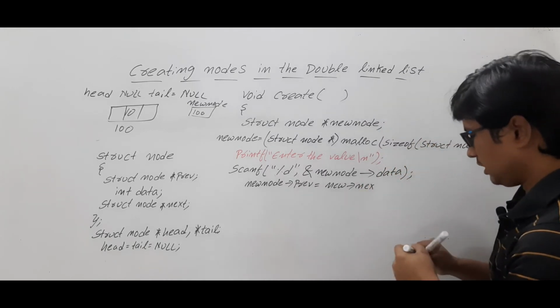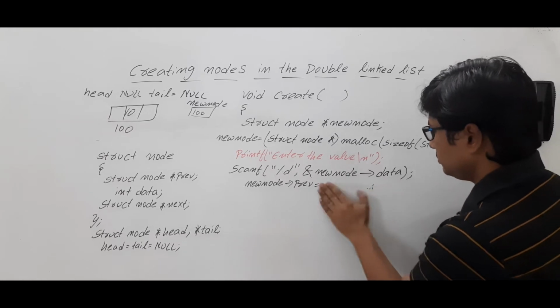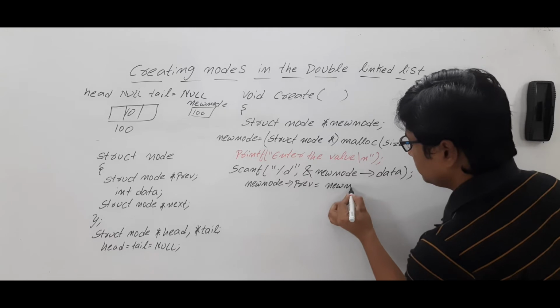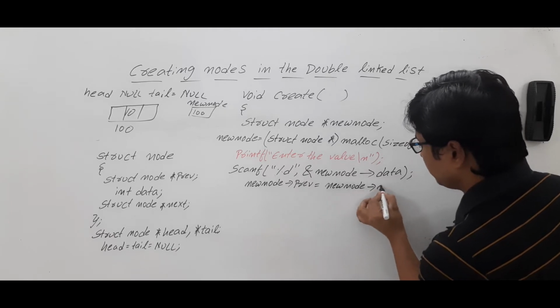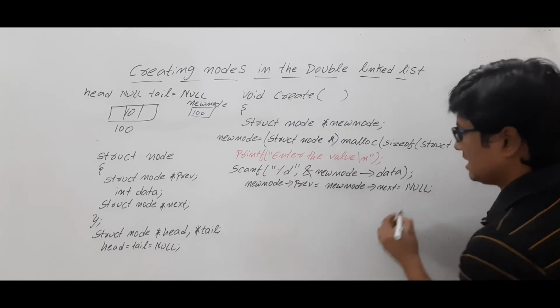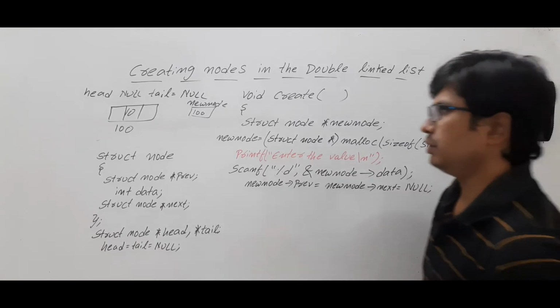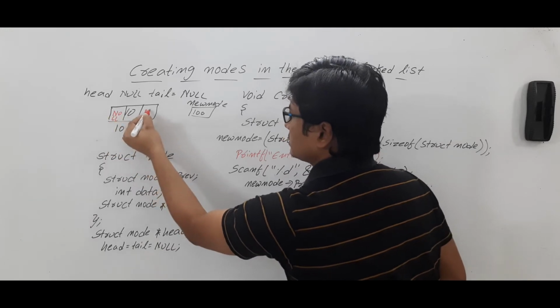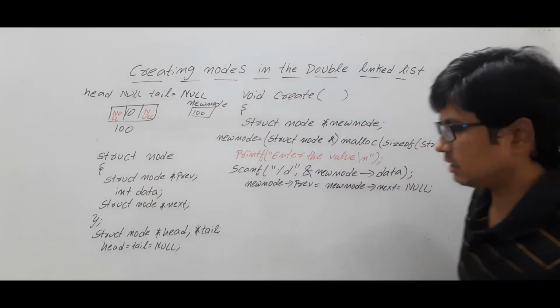Is it clear? Then you need to write new node of previous is equal to null, and new node of next is equal to null. So as it is a new node, you are entering the data and you are making these two pointers null pointers. Is it clear?